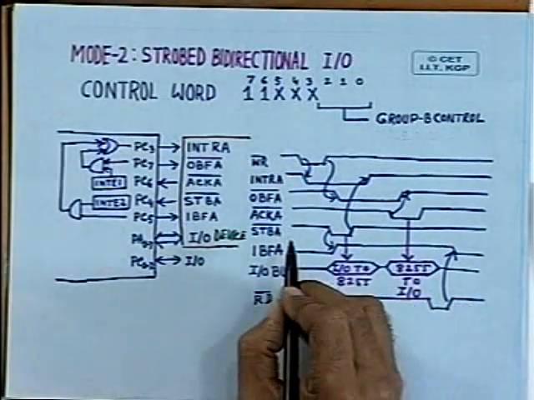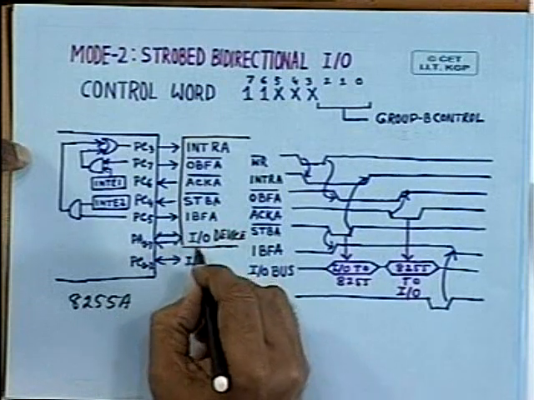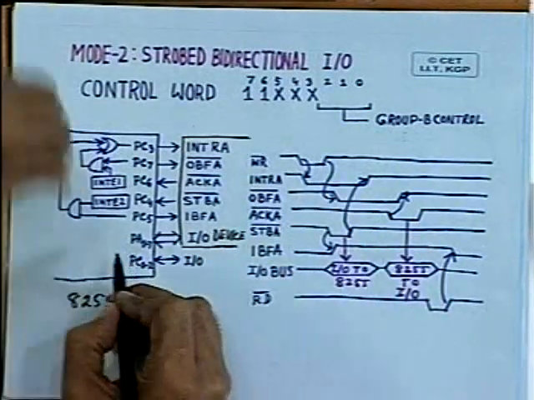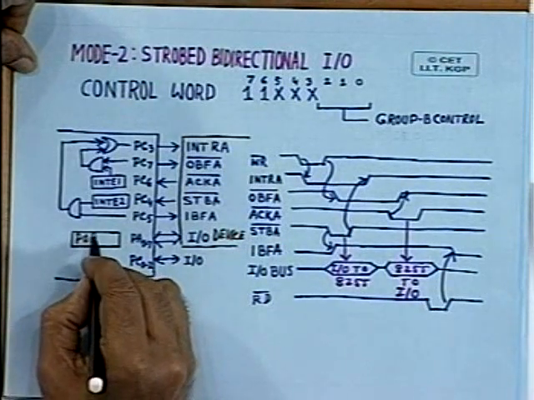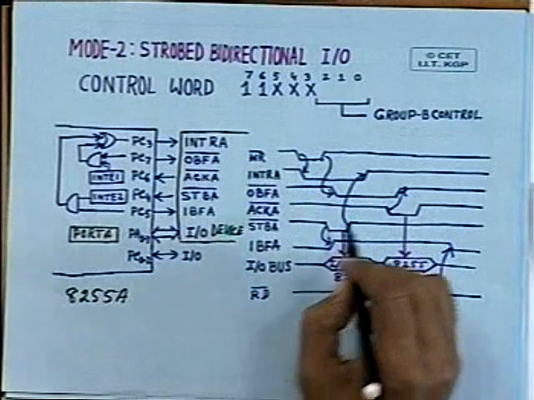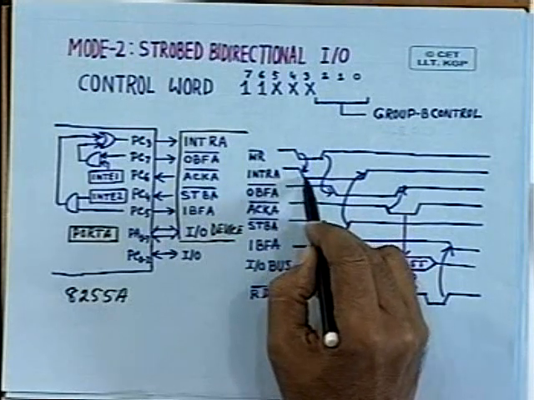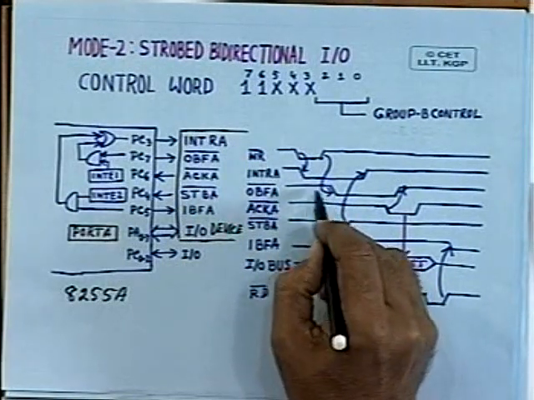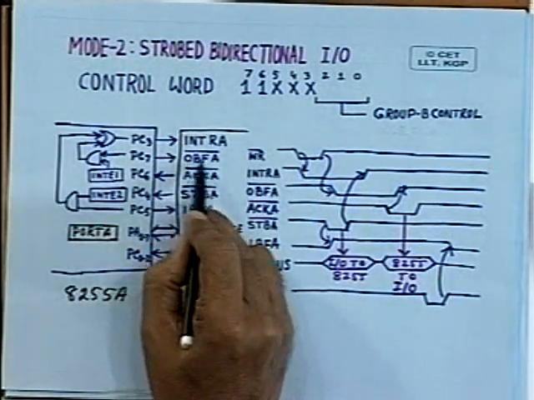Let's see how we can transfer data from the 8255, this is the 8255 side, to the I/O bus of the I/O device. You have a port A register here. Whenever you write data into the port A register, obviously you have to execute one OUT instruction for that purpose. As you do that, this leads to withdrawal of the interrupt signal, INTRA, as well as activation of this output buffer full A signal. This goes to the I/O device.